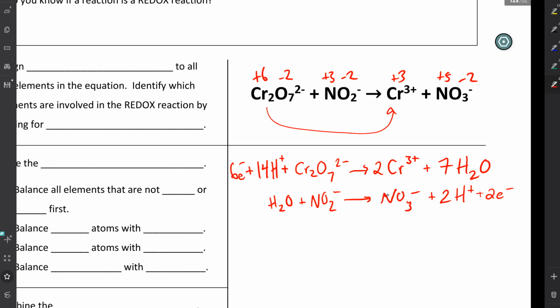Those are considerably more involved than the half reactions that we were writing earlier this unit. You've got water molecules, hydrogen ions, and electrons, as we did before, to get this balanced. So this is definitely more involved than what we had been doing.